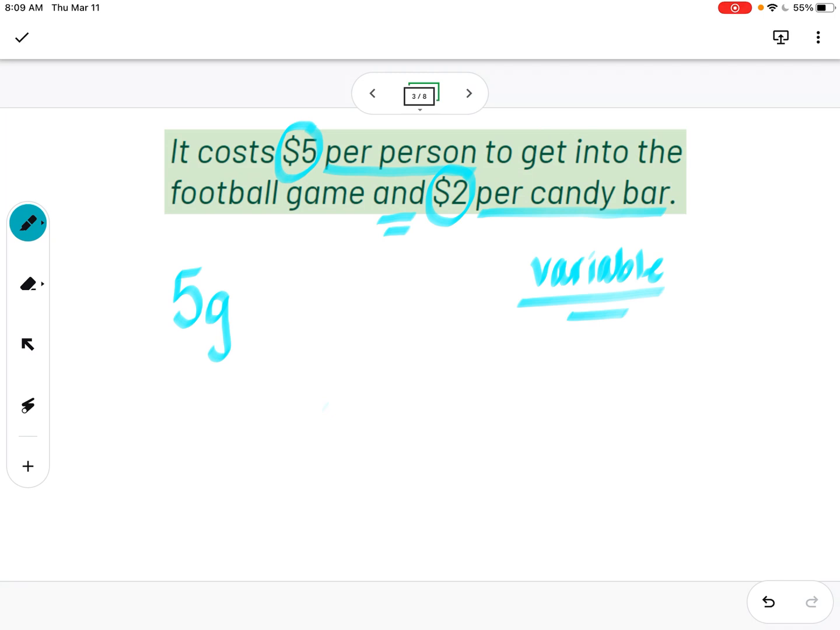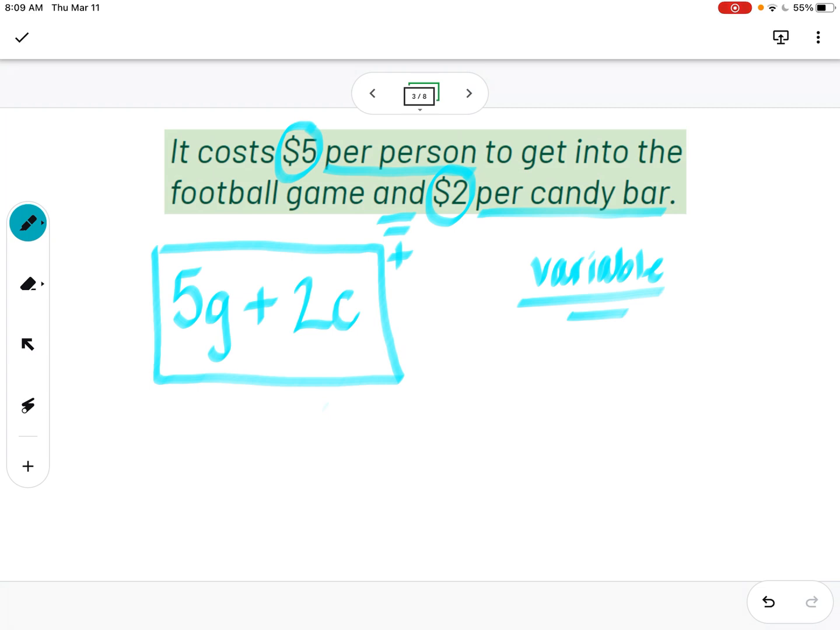All right, so that's how much we're going to pay per ticket, but in addition, we are also going to pay, so plus, we're also going to pay $2 per candy bar. So once again, since we're paying $2 per candy bar, it would make sense to use multiplication. And I'm going to use a C to represent the variable of candy bar. Now, your expression variables could be different. Let's say you did 5F for football game or 2S to represent a snack like a candy bar. That is fine, but everything else should be set up the same. The variables are the only thing that could be different.